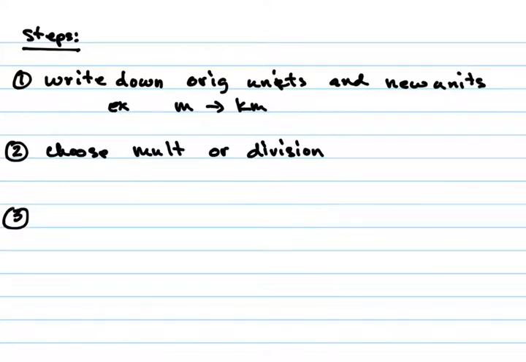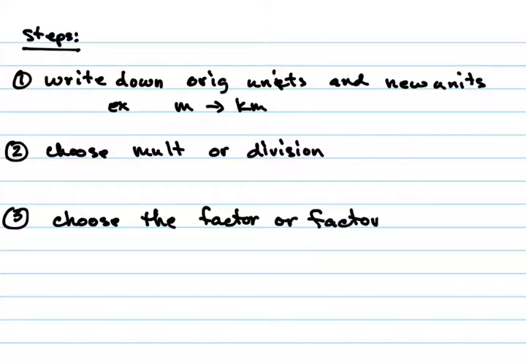Third, choose the factor. Now remember, a factor means the multiplier or the thing you're dividing by. They're both factors, no big deal. Choose the factor or factors, because sometimes you might be going from a smaller unit to a much bigger unit, so you might have to multiply twice or times two different numbers. And we'll look at some examples about what I mean. Okay?